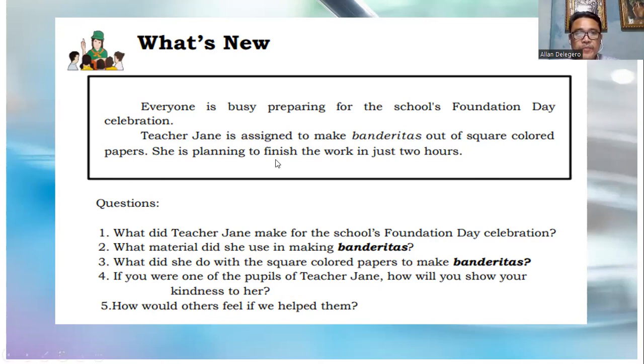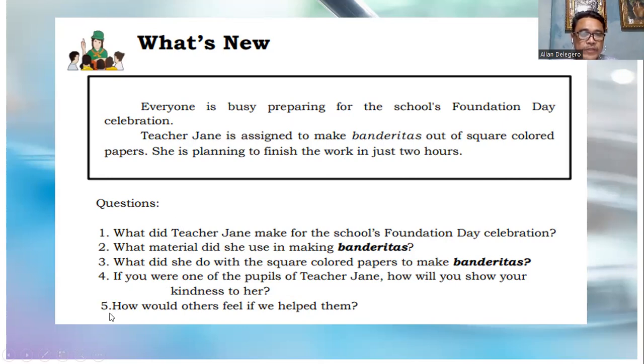Everyone is busy preparing for the school's Foundation Day celebration. Teacher Jane is assigned to make banderitas out of square colored papers. She is planning to finish the work in just 2 hours.